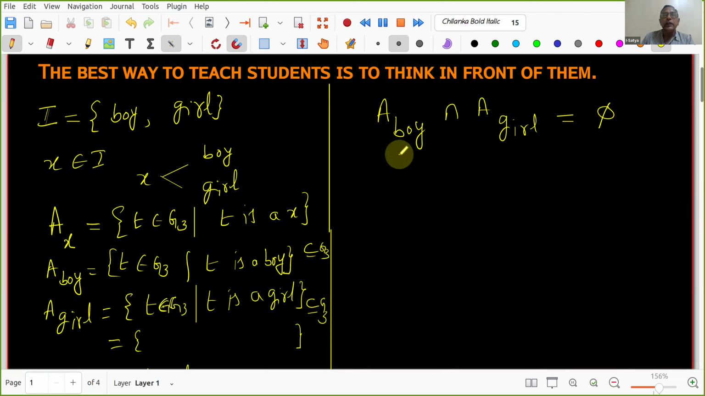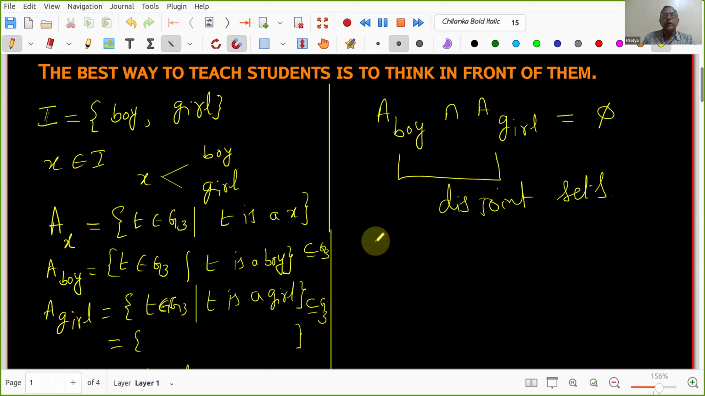Okay. And these two sets are called disjoint sets. When you say that two sets are disjoint, their intersection is empty. Okay, disjoint sets. Now look at here. What is that I done? All of you listen carefully. I am clearing all of you.